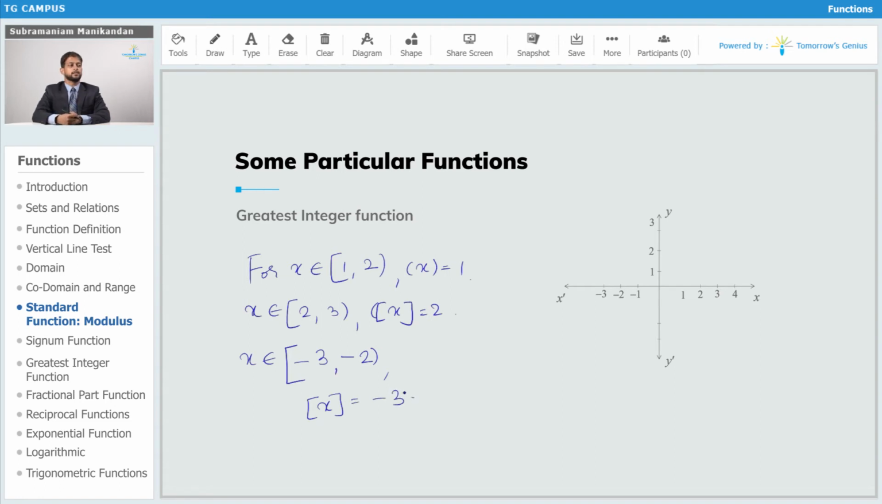And that is why the graph results into a very regular shaped figure like this, which looks like a flight of stairs looked at from a cross section point of view. And therefore the greatest integer function is also called the step function.